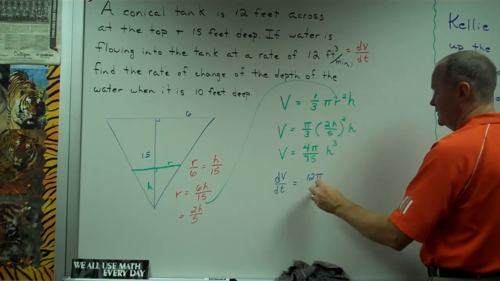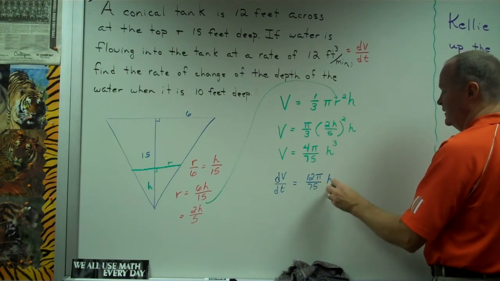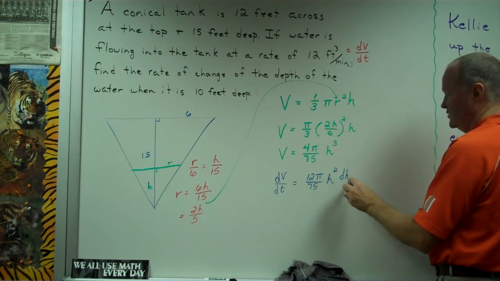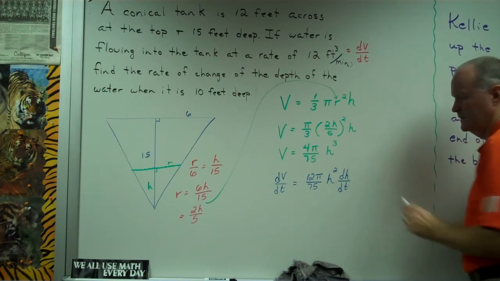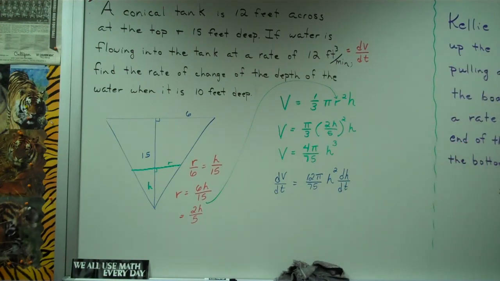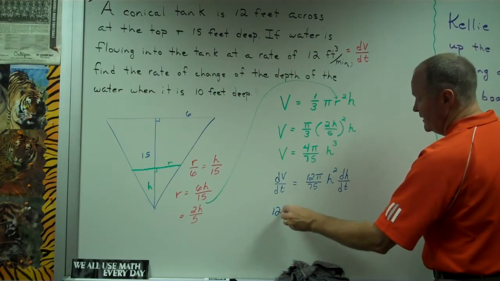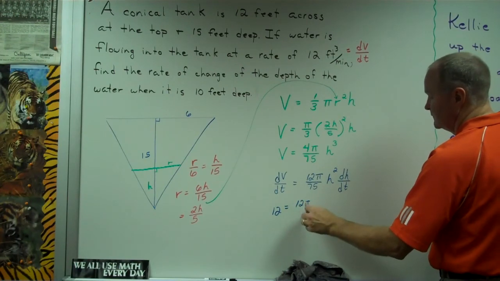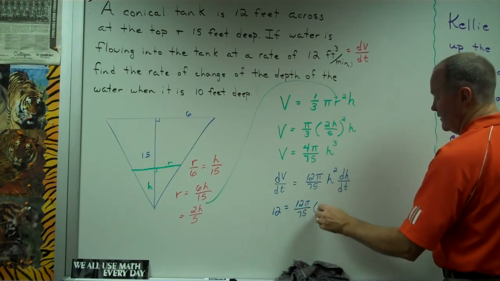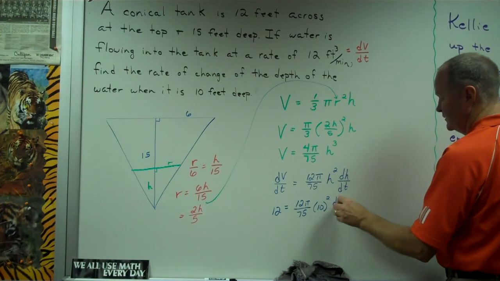12 pi over 75 times h squared dh/dt. The derivative of h cubed is 3h squared. That's what I got. And I just plug in numbers. 12 for dV/dt. 10 for h.